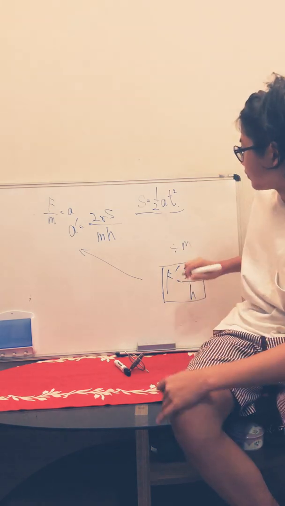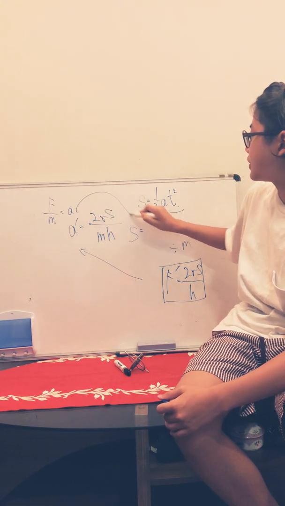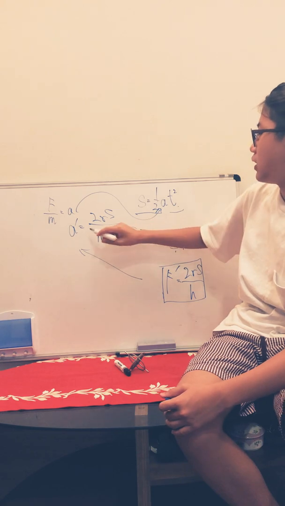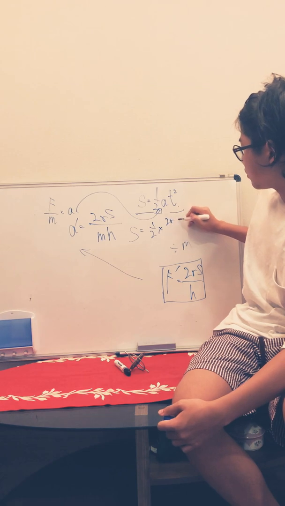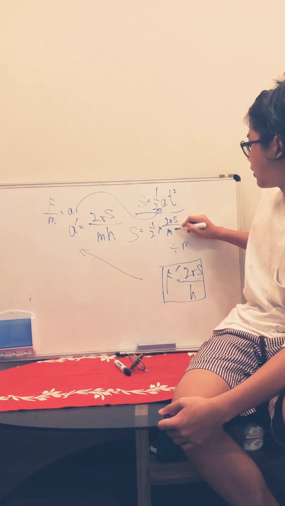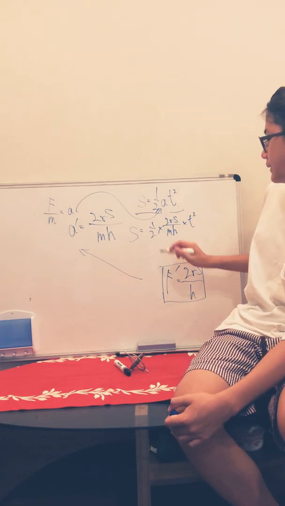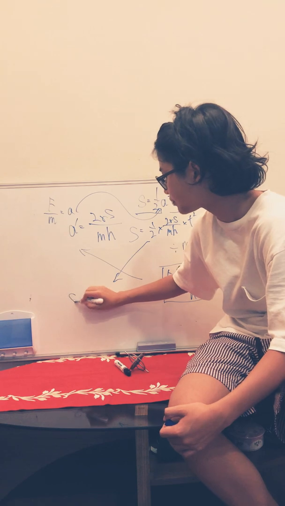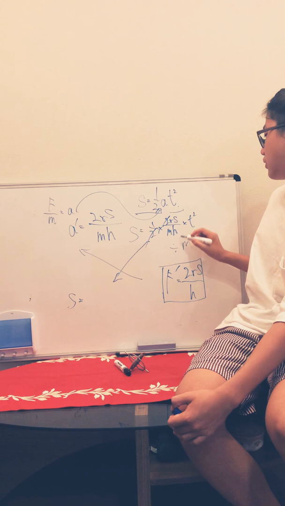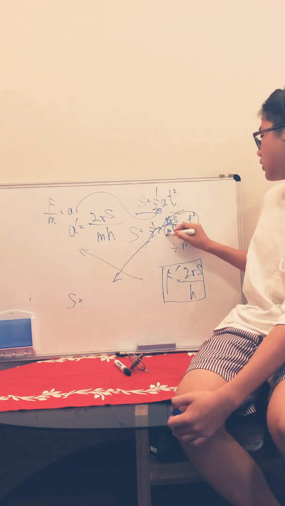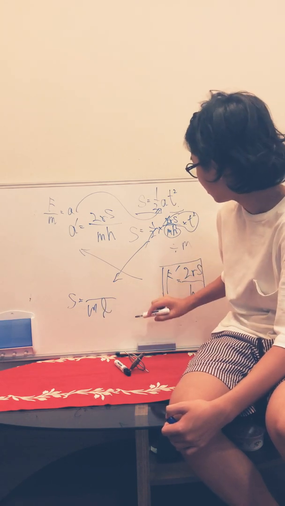So S equals, I substitute this into A, right? And then S equals 1 times 2RS divided by MH times T squared, right? Oh, S equals, erase that, and then that's it.